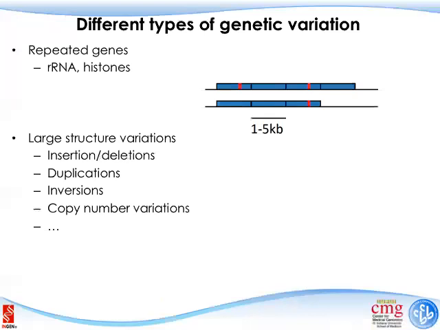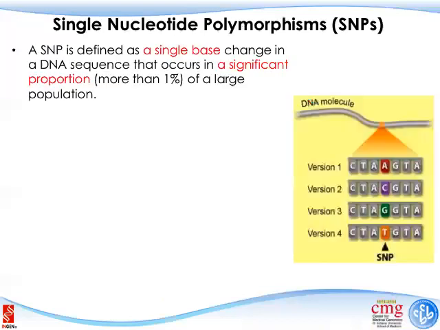And there are duplications, there are inversions, there are copy number variations. There are many, many different types of larger structural variations. Coming back to the SNPs, a few more words about that. The SNP is defined as a single base change in the DNA sequence that occurs in a significant proportion of a large population. Before you read this, you probably think, oh, I know what the SNP is.